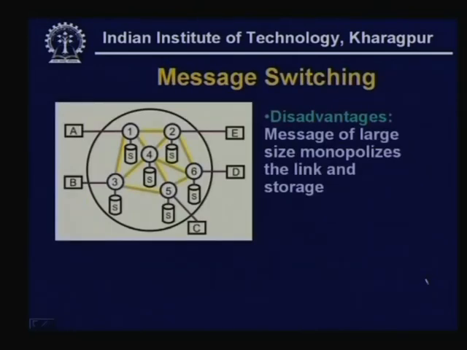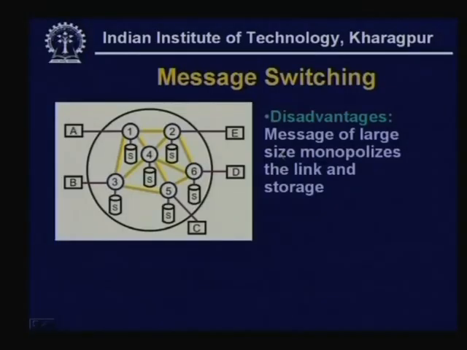Now what is the disadvantage of this? Obviously message switching overcomes some of the limitations of circuit switching. Is there any disadvantage of this? The disadvantage is that whenever the message is large, obviously there is no restriction on the limit of the message. It can be very, very large.